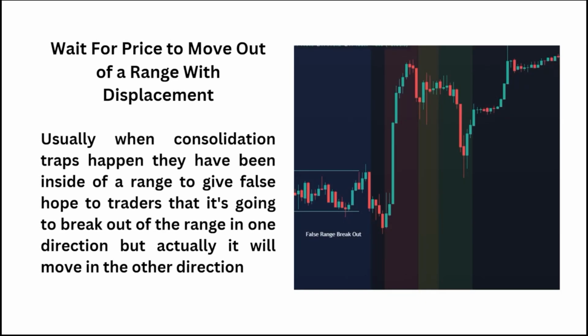Wait for price to move outside of a range with displacement. Usually when consolidation traps happen, they have been inside of a range to give false hope to traders that it's going to break out of a range in one direction, but actually it will move in the other direction. So here we have a range, and then price breaks out with displacement, but this is not a large displacement. Plus, this happens right at the beginning of the New York session.